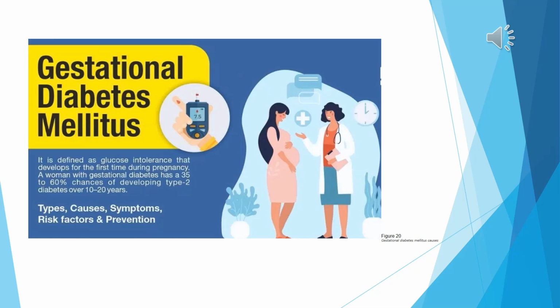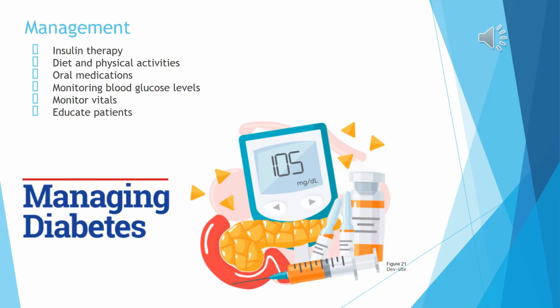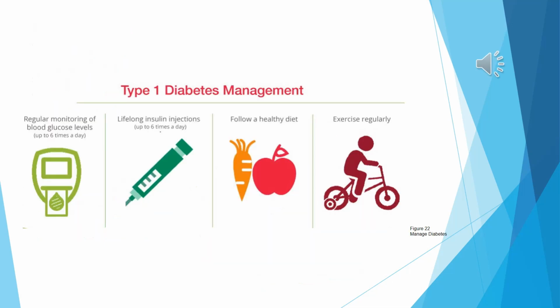There are many ways to manage and treat diabetes, but the most important is to educate the patient and their loved ones or caregivers at home regarding their diet and lifestyle changes. People with type 1 diabetes require lifelong insulin therapy. Regular self-monitoring of blood glucose levels is essential.